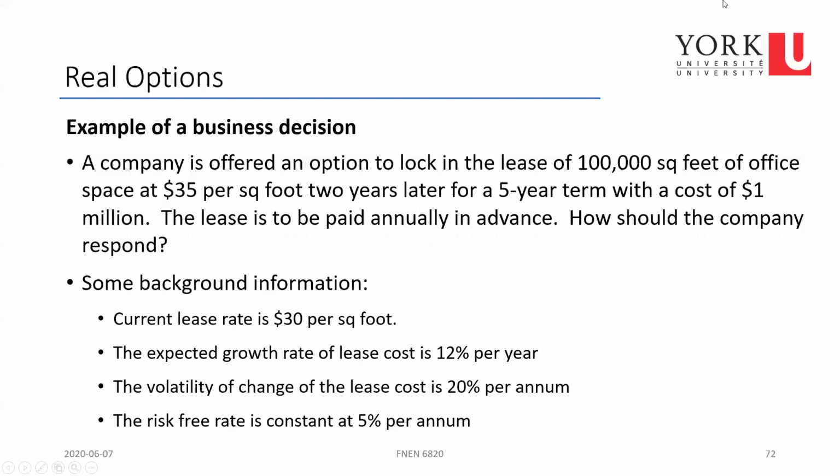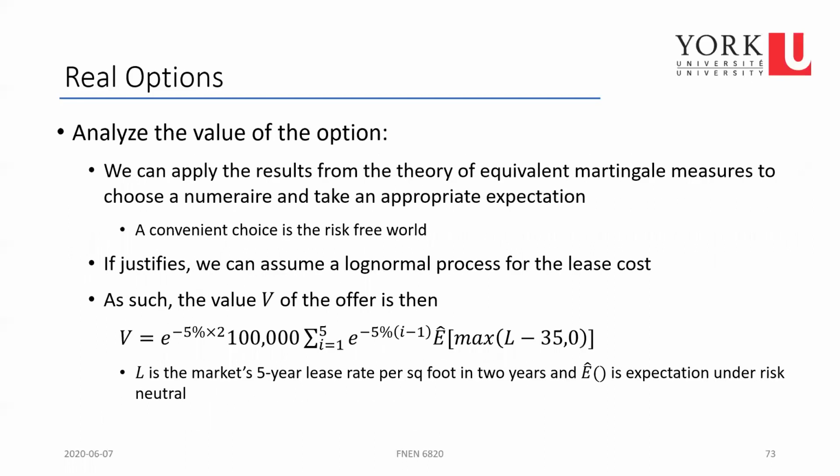Now, suppose we know the current spot lease rate is $30 per square foot, and let's say we expect some growth of the lease rate at 12% per year, with some volatility, some uncertainty of that growth rate. And we obviously always know the current risk-free rate, which in this particular example is 5% per annum. So we can apply what we've learned so far in this particular case. So let's see.